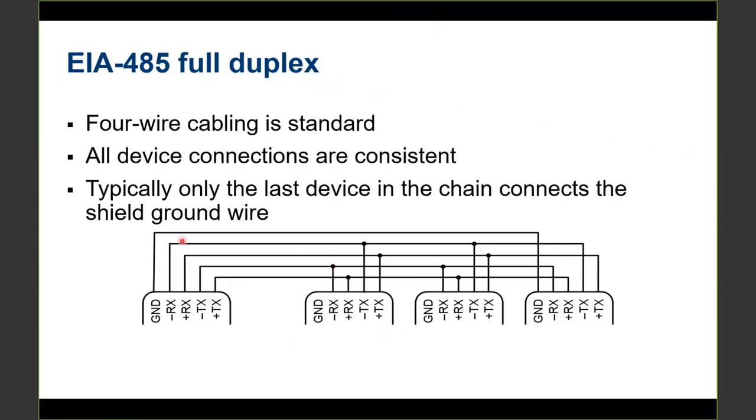Typically, only the last device in the chain connects the shield ground wire. This shows the shield connected on both ends, but typically what you'll see is that the shield is landed at the very last device and nowhere else. This is basically on your serial cable. If you have a shielded cable, it has a metal encasing shield around these conductors.